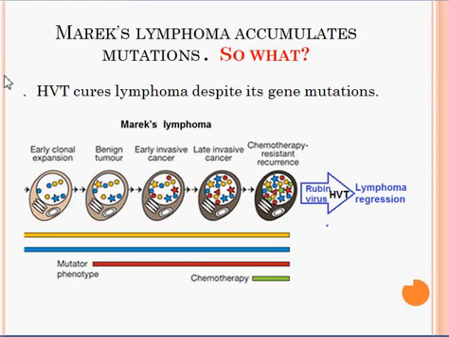So in our story here, Marek lymphoma accumulates mutations. So what? It may accumulate mutations. We treat it with a Rubin virus, here the herpes turkey virus, and the lymphoma disappears. So this is the major message of this presentation, and this is the message of Marek's lymphoma. It somehow does not obey the current dogma of the mutation metaphor.